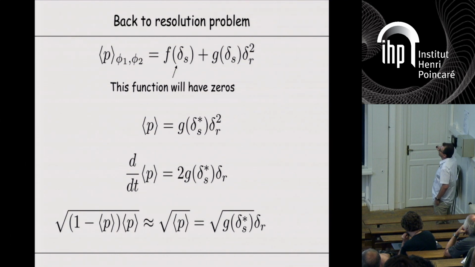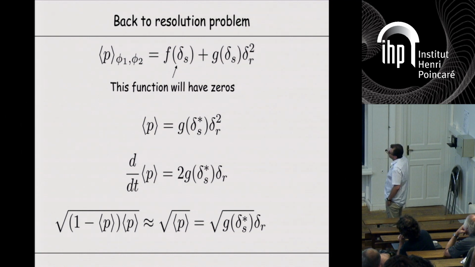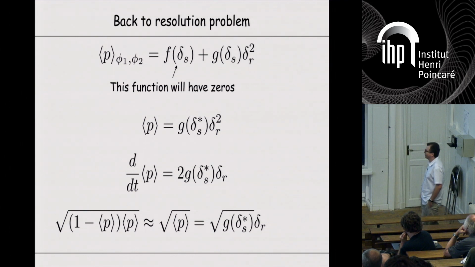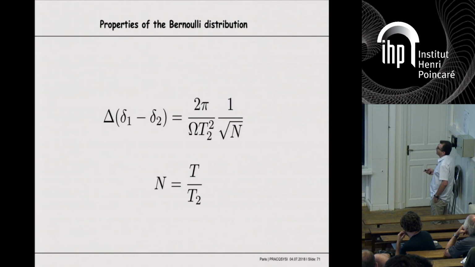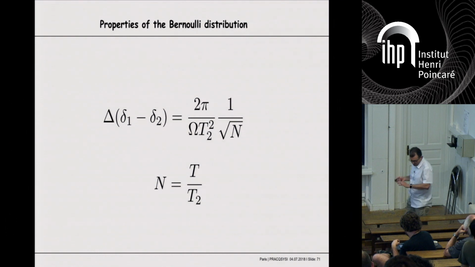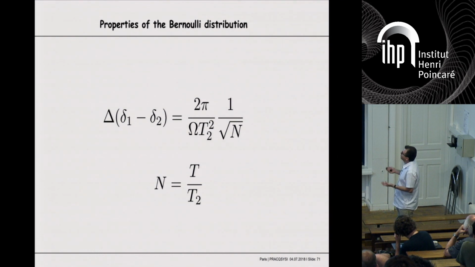So what happens here? Again, we go to the 0 point. This is the probability. The derivative is linear in delta r. The noise, the square root of 1 minus p multiplied by p, is more or less p, also linear in delta r. When we subtract the two, delta r is out of the formula, and the resolution is saved.